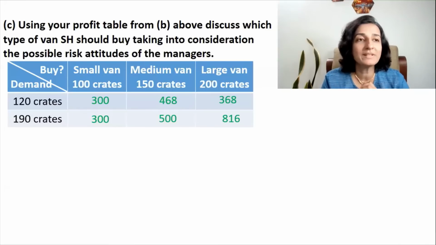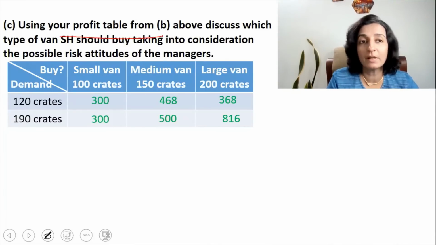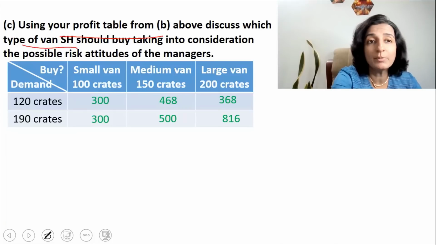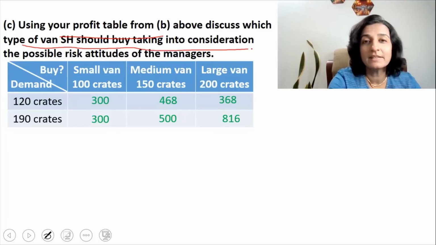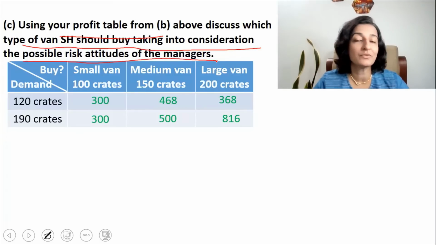Now coming back to the question, Part C asks you, using your profit table from B above, discuss which type of van the firm should buy, taking into consideration the possible risk attitudes of the manager.